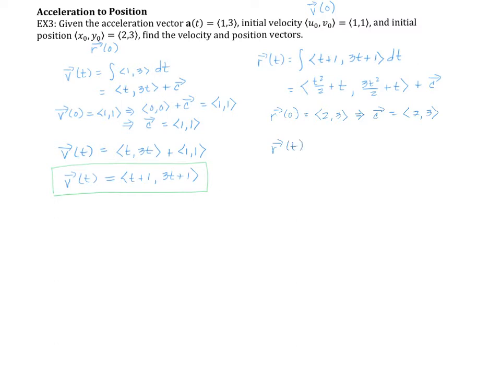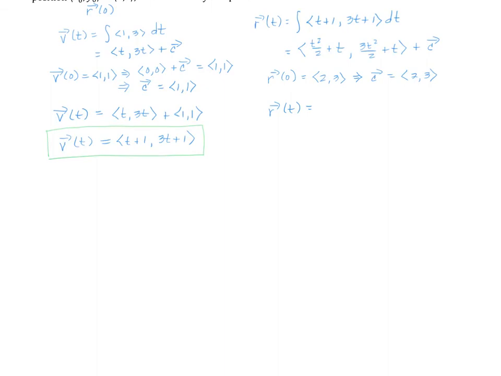So at last I have my position vector-valued function as, if I add all of those together, ⟨1/2 t squared plus t plus 2, 3/2 t squared plus t plus 3⟩.